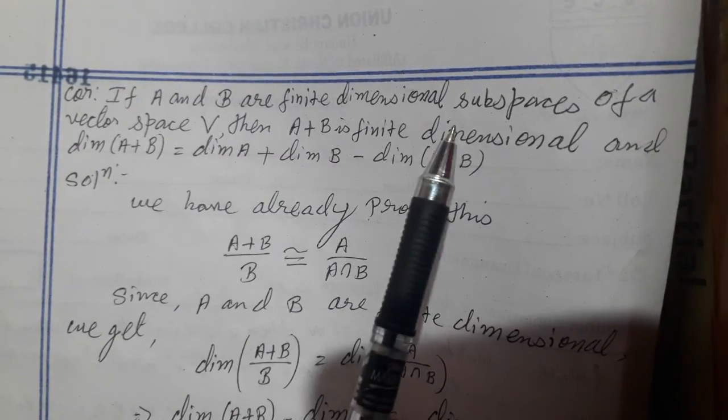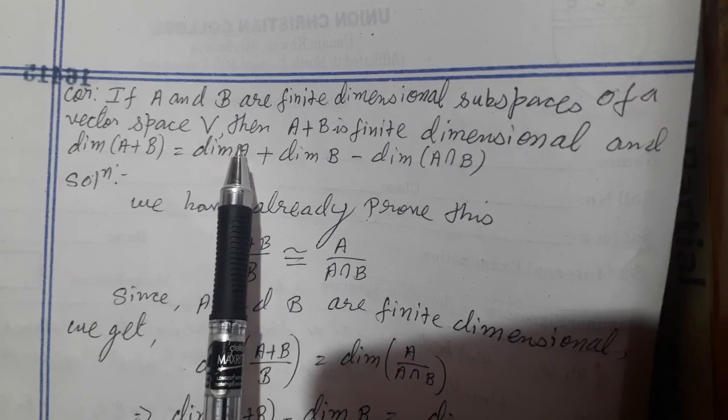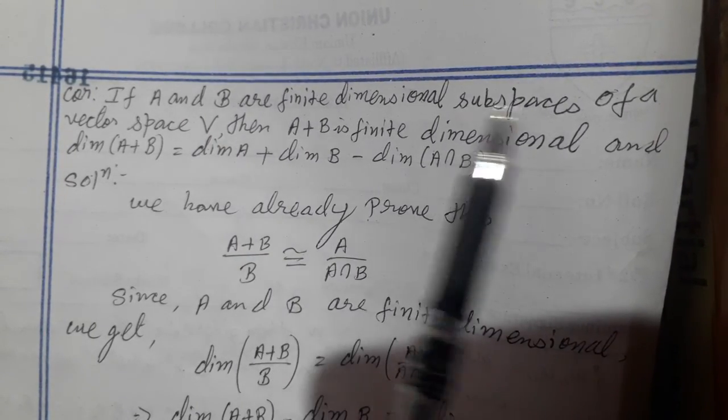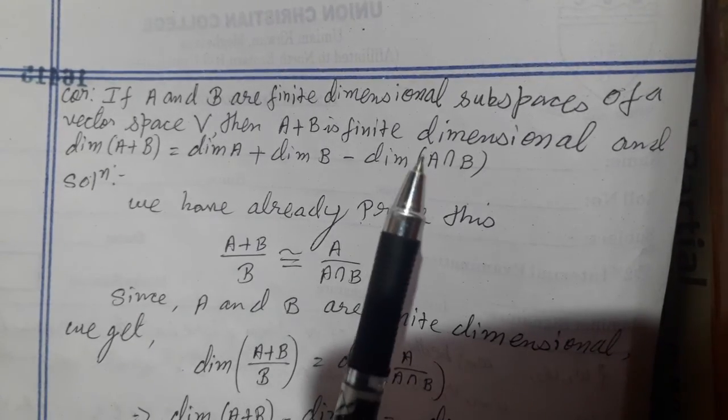In this video, I'm going to explain this. We have here: if A and B are finite dimensional subspaces of a vector space V, then since A and B are finite, A plus B is also a finite dimensional vector space. Then we have to show this, okay?